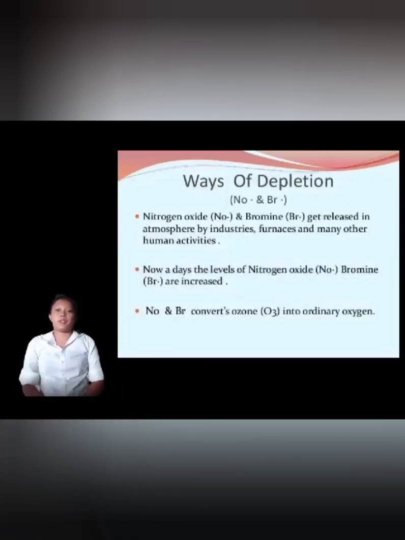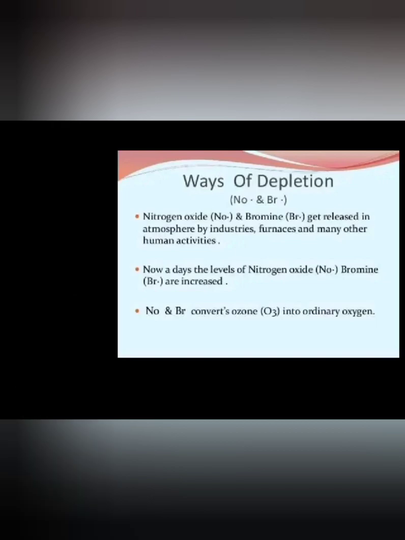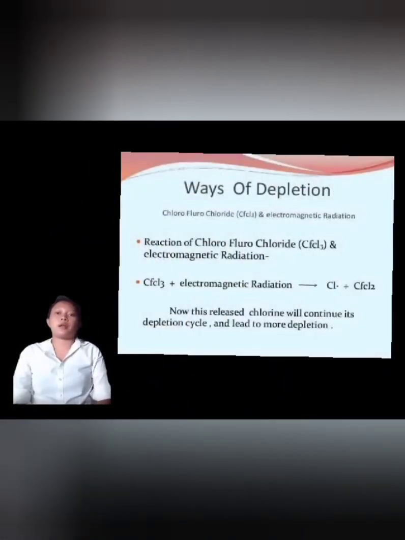Ways of depletion, nitrogen oxide and bromine. Nitrogen oxide and bromine get released into the atmosphere by industries, furnaces, and many other human activities. Nowadays, the levels of nitrogen oxide and bromine have increased. Nitrogen oxide and bromine convert ozone into ordinary oxygen. Ways of depletion, chlorofluorochloride and electromagnetic radiation, reaction of chlorofluorochloride and electromagnetic radiation. Now this released chlorine will continue its depletion cycle and lead to more depletion.